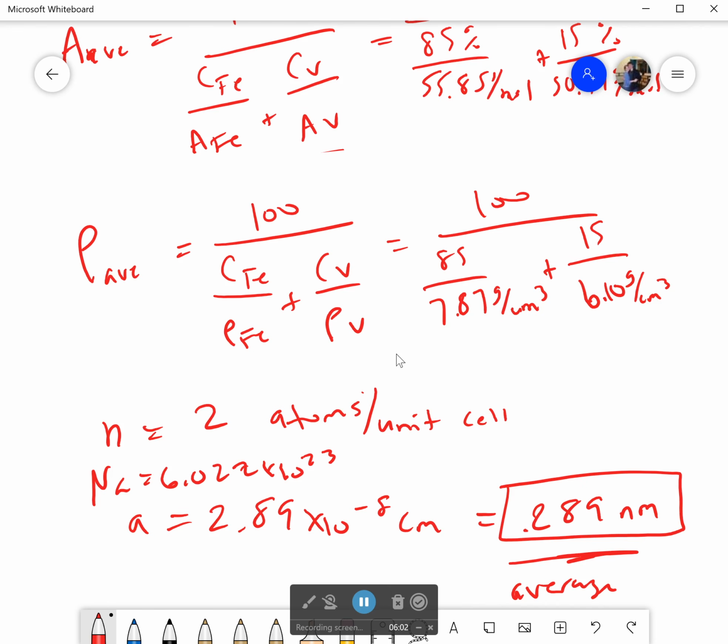So, thanks for listening. I hope this helps you. Do not, under any circumstances, forget this weighted average formula. It's very, very helpful.